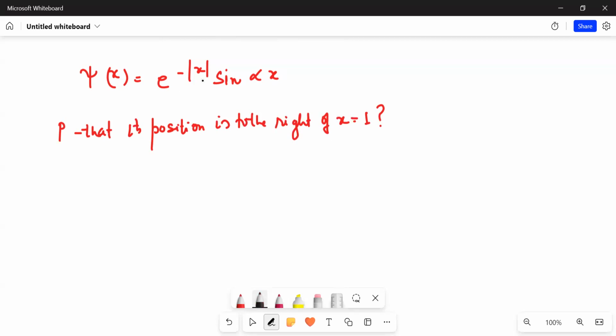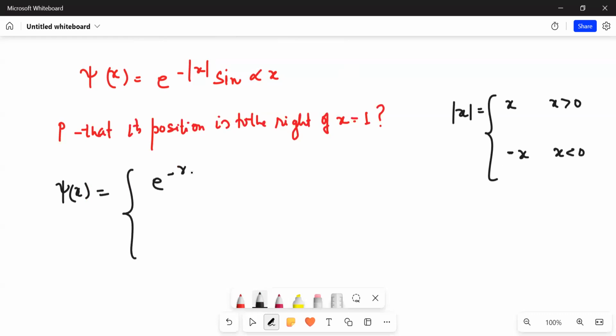Okay. First, whenever there is a modulus, always define it at first. Always remember modulus is equal to x if x is positive, and it is equal to minus x if x is negative. So psi of x is equal to e to the power of minus x sine of alpha x when x is positive, and it is equal to e to the power of x sine of alpha x if x is negative. So we want to see to the right of x equal to 1. So x equal to 1 is positive. So this is the wave function. Sorry, this is the wave function that you should consider.